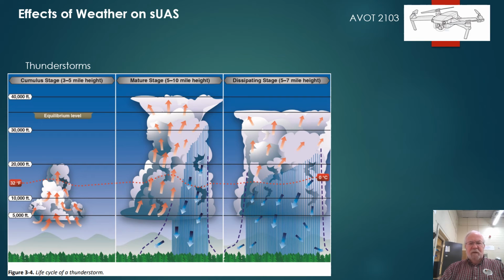Then we have the dissipating stage, which is the last stage. Predominantly, we're going to see downdrafts and rain, lots of rain. Still dangerous because you have the possibility of wind shear, still the possibility of wind shear and turbulence. And you also have the possibility of microbursts, which we'll talk about in a minute.